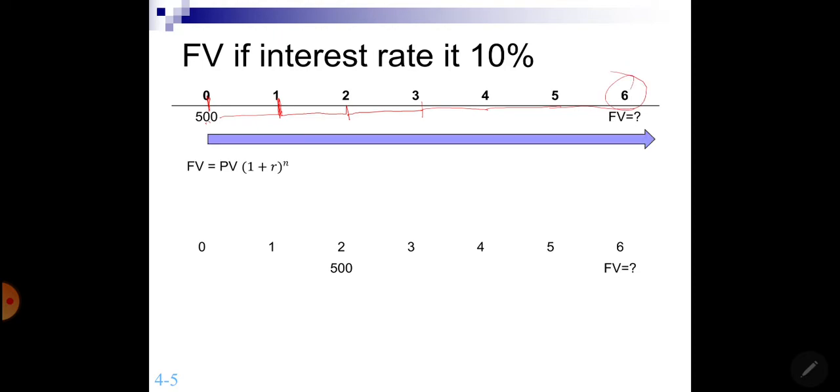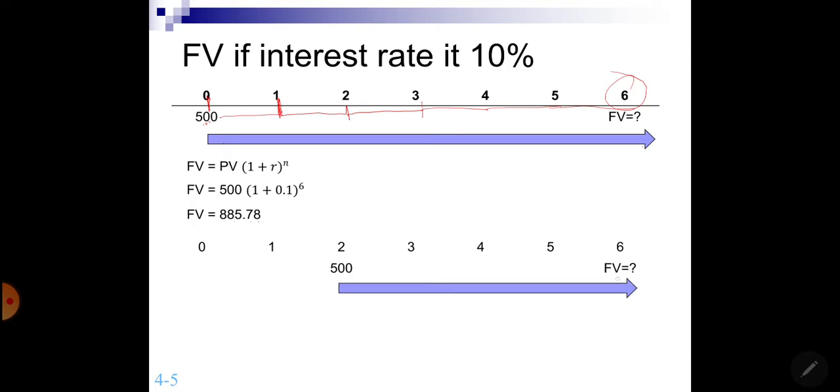You can calculate the future value formula. PV over here is 500, 10% is the interest rate, and N will be 6. So if you deposit 500 right now, it will get interest 6 times and your future value will become 885.78.